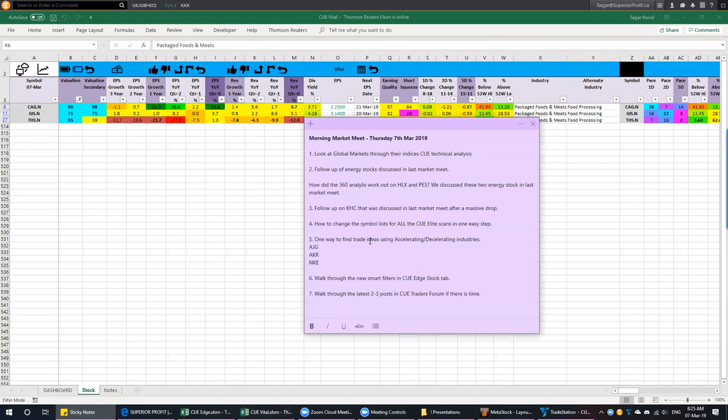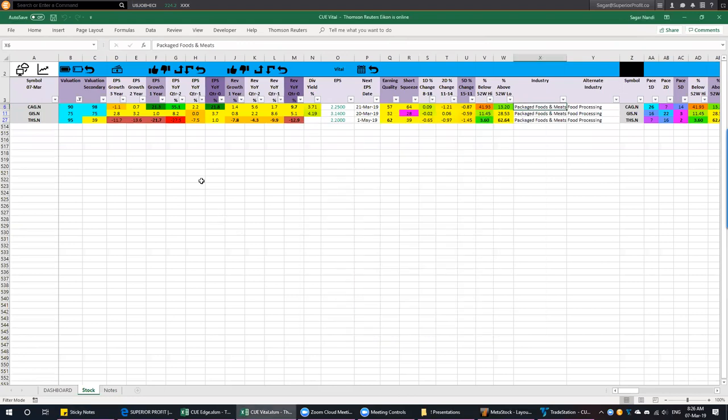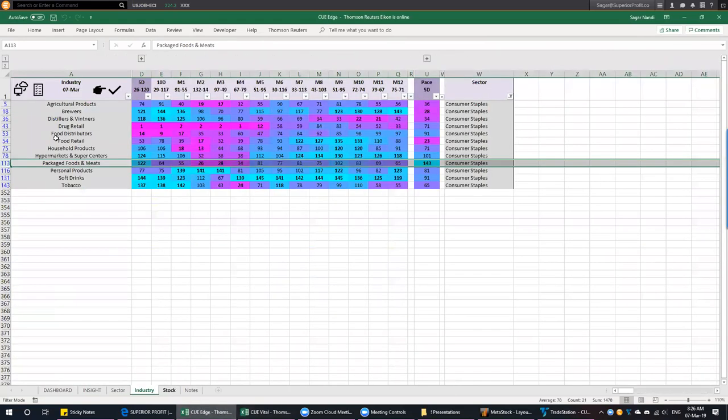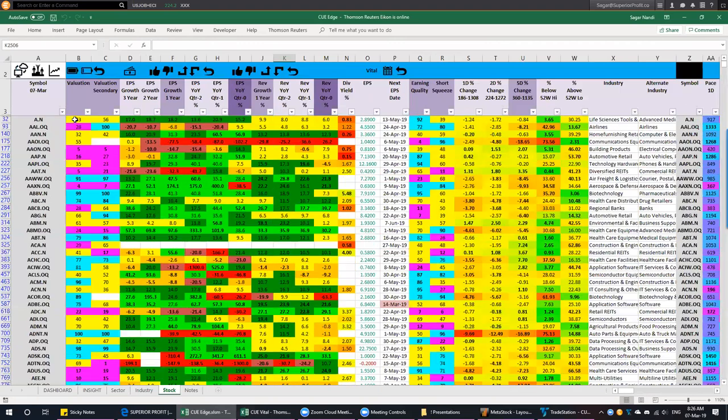Before going to the other steps, let's first have a look at the smart filters in QH stock tab. I can click the download from memory or cache to refresh the stock tab. The smart filters are at the top. They are in Q Vital as well as Q Edge. Let's go to QH, refresh everything.